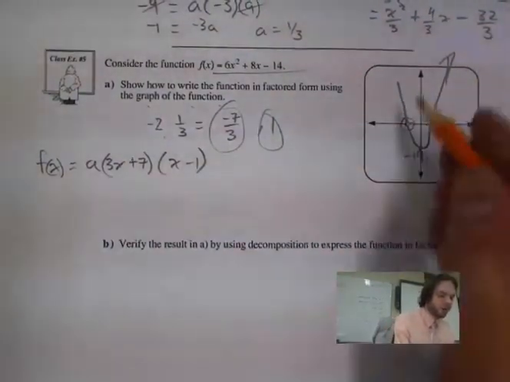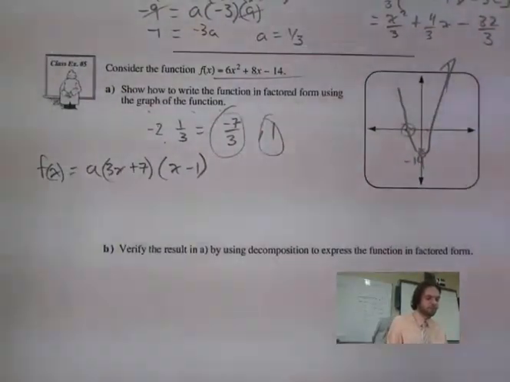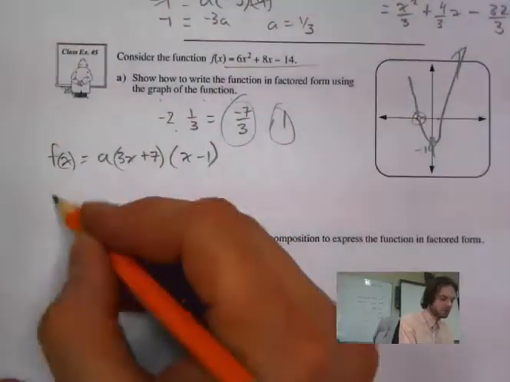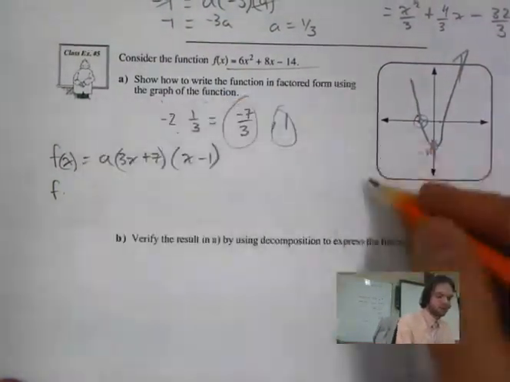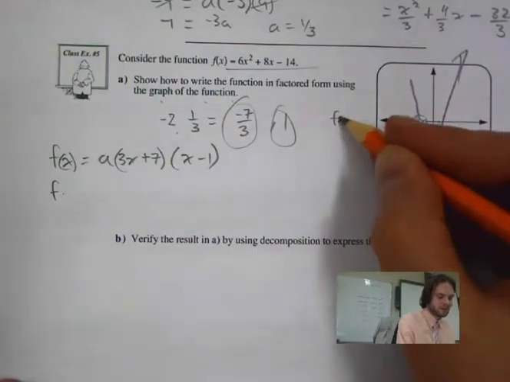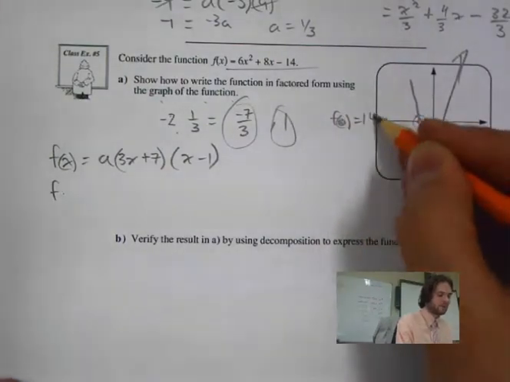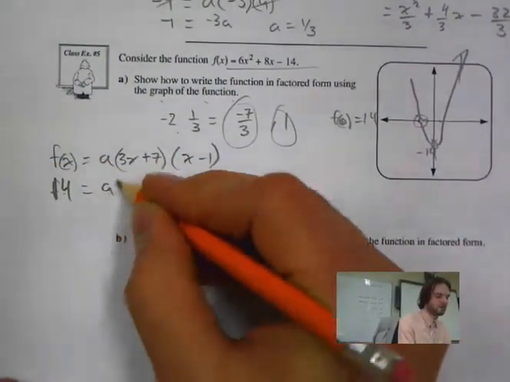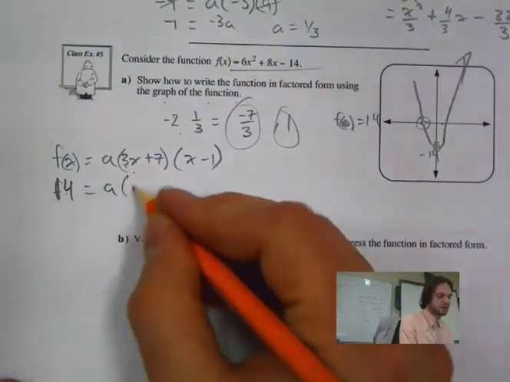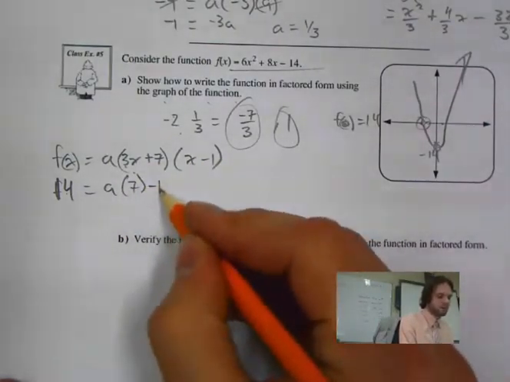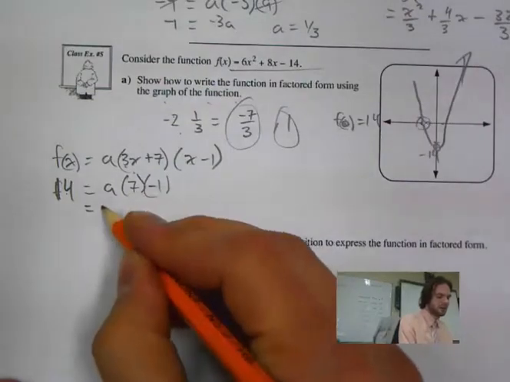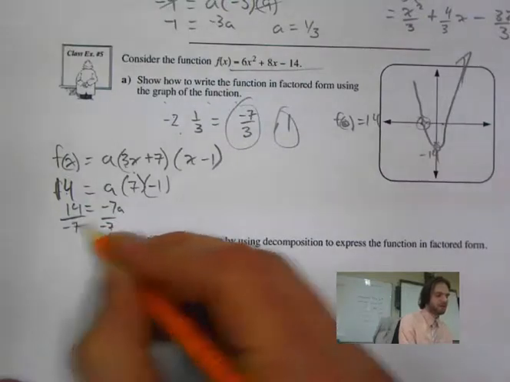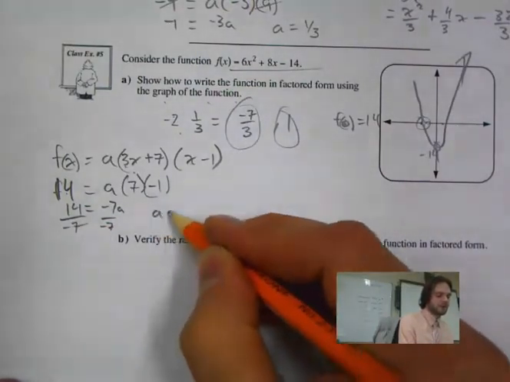Well, I know the y-intercept is 14. So when x is 0, when f of 0, we get 14. So I'm going to put 14 is equal to a, and then 0 plus 7 is 7, and then negative 1, which gives me negative 7a and 14. So I divide this by negative 7, divide this by negative 7. I'm going to end up getting a is equal to negative 2.